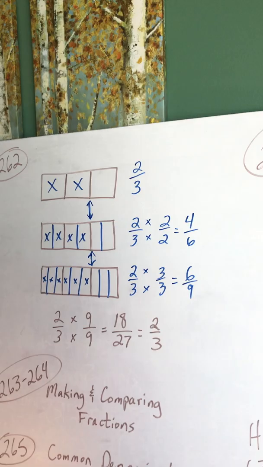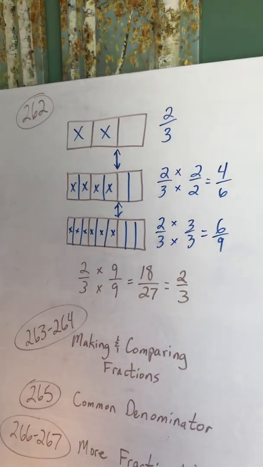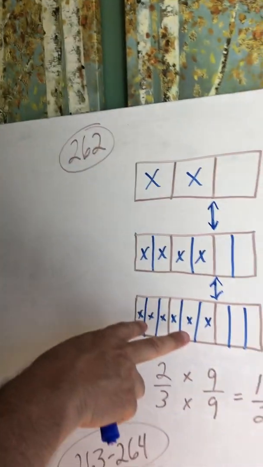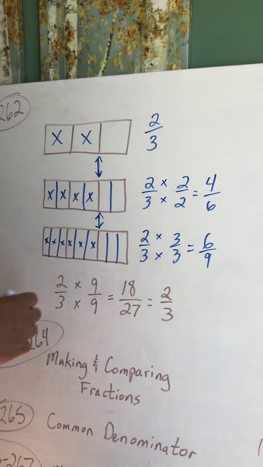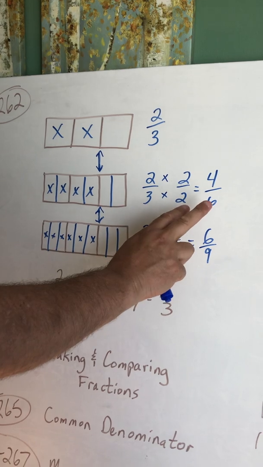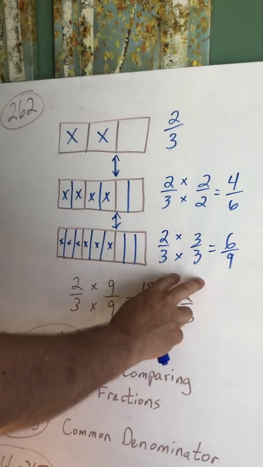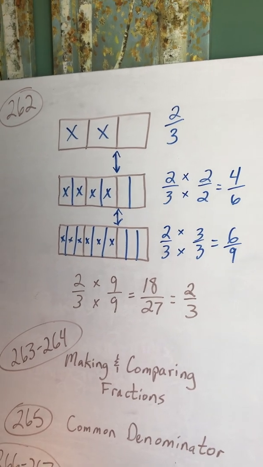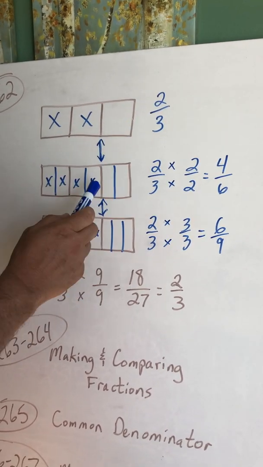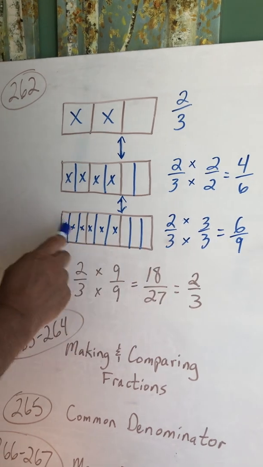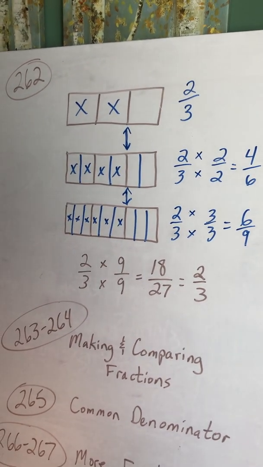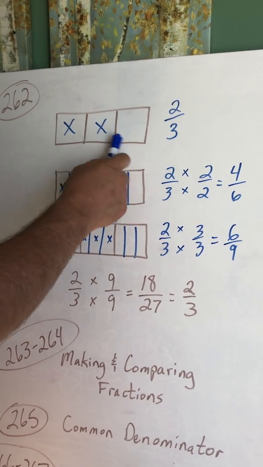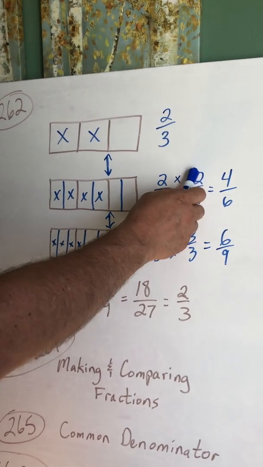Okay, let's talk about student book. On page 262, they're using the bar model again. Once again, they're showing you 2/3 can also be 4/6, and 2/3 can also be 6/9. Notice they're all the same. They're equivalent fractions. 2/3, 4/6, 6/9. You can kind of tell here we went from 3 pieces to 6. It doubled.